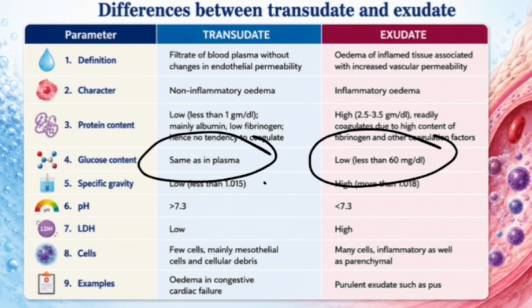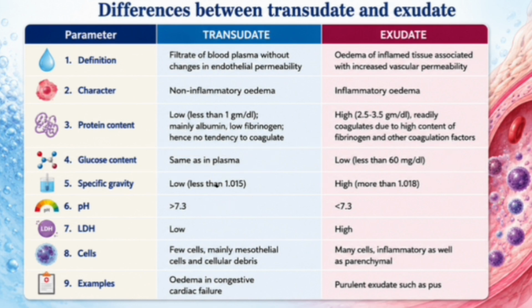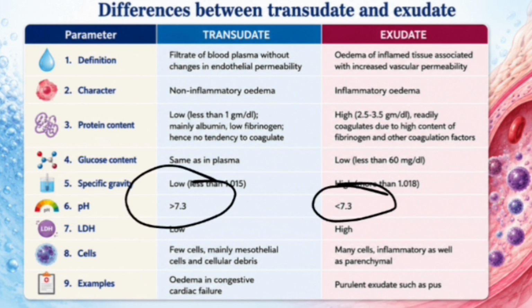Next one is the specific gravity. Specific gravity determines the amount of solute in the solution. As solid particles like protein molecules are low in case of transudate, the specific gravity of transudate would be low, while that of exudate would be high. Talking about the pH, it would be higher in case of transudate, while it would be low in case of exudate.